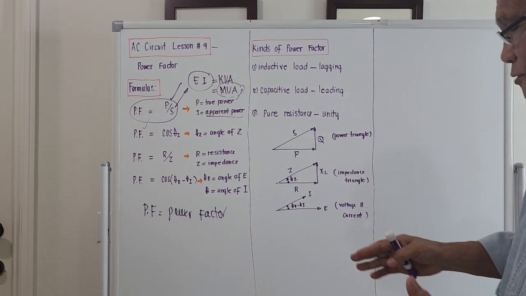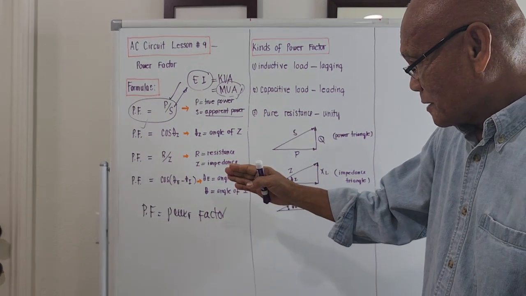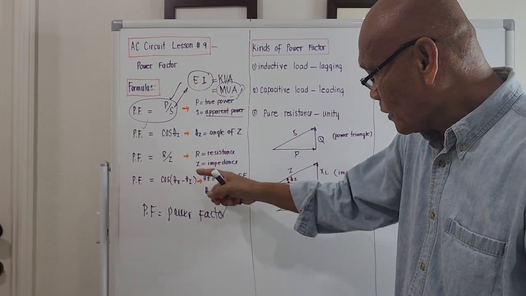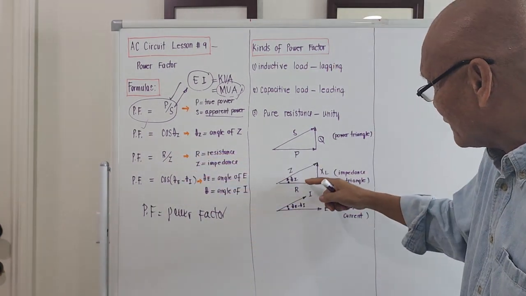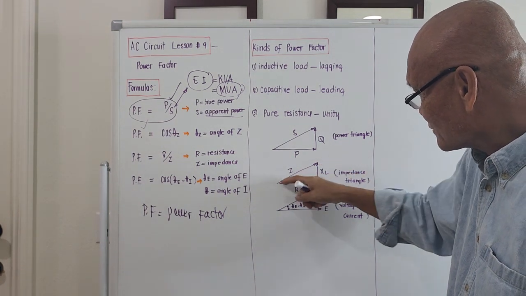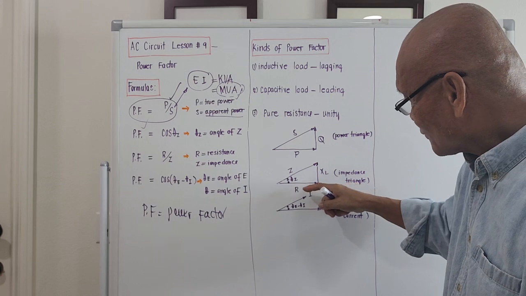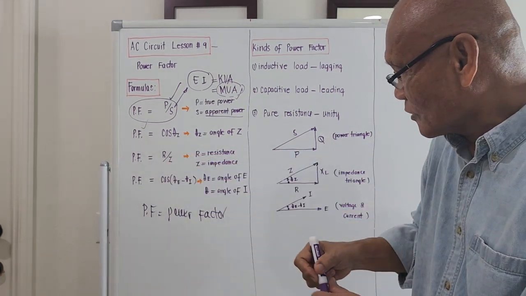In connection with this cosine of theta Z, another formula on how to take power factor will be the ratio R over Z. Because the cosine of this angle is adjacent over hypotenuse. So if you take the ratio resistance over impedance, that is still power factor.